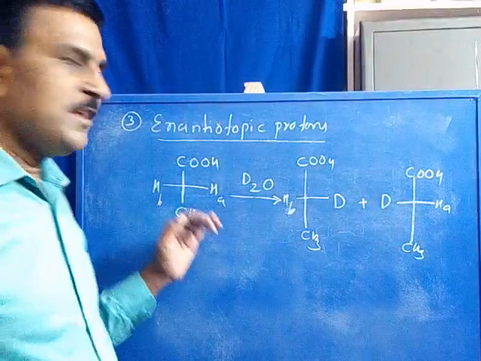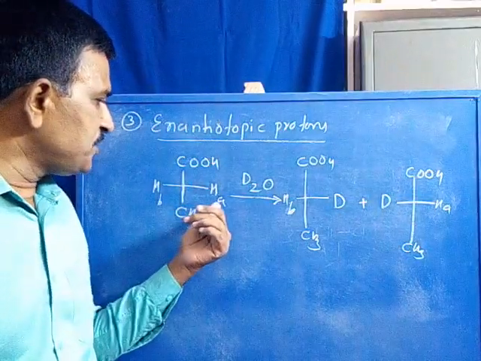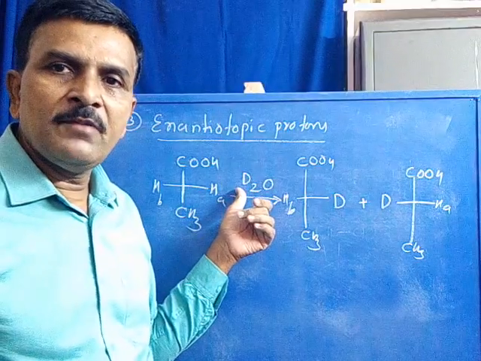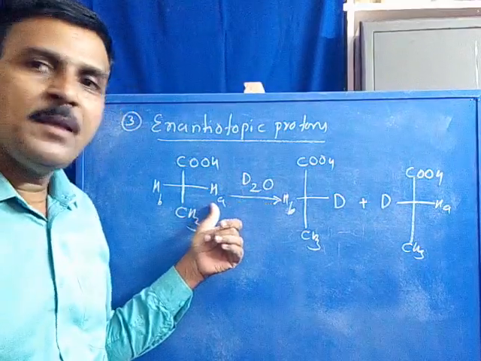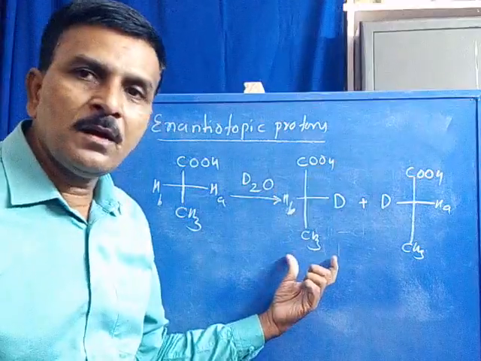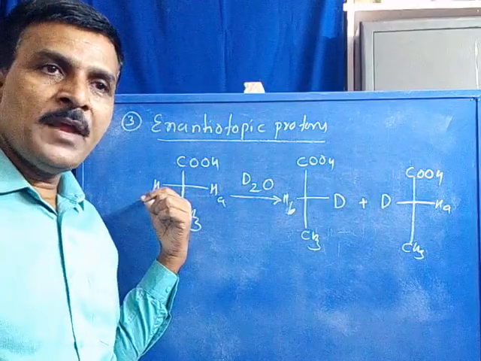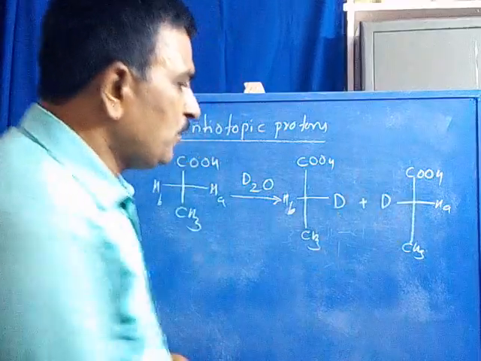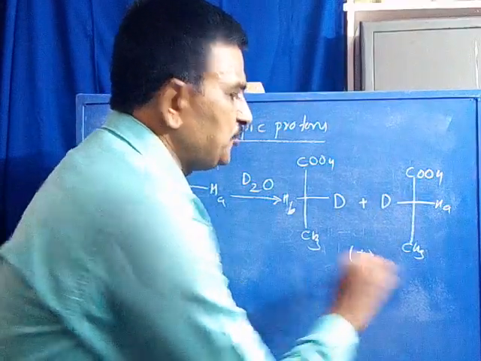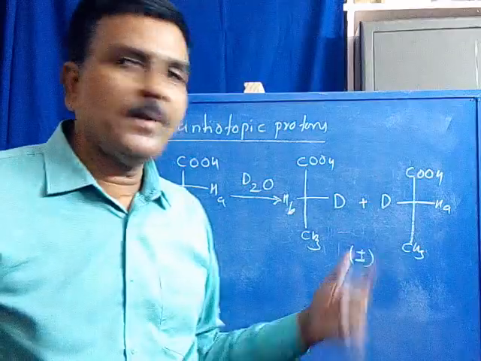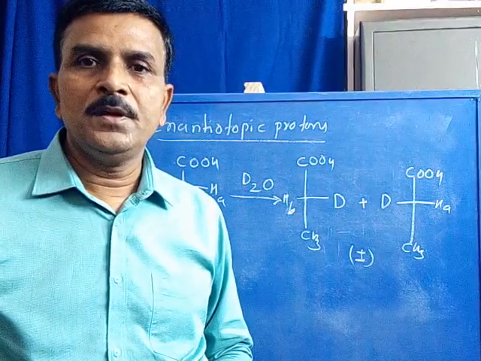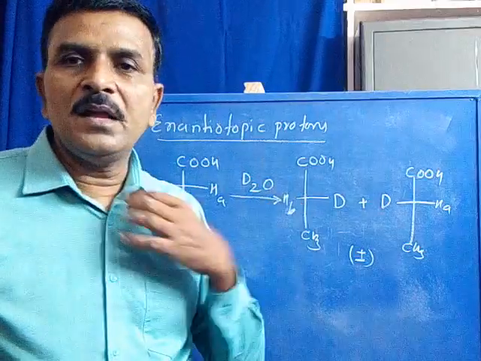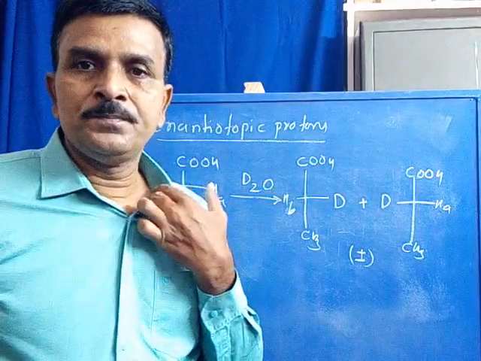Now you can observe in this case, a molecule consisting of proton A and proton B, on treatment with deuterated water, that is D2O, A may be replaced to give the first isomer, B may be replaced to give the second isomer. These two isomers are a pair of enantiomers. Is it clear? Now, such kind of protons are called enantiotopic protons.